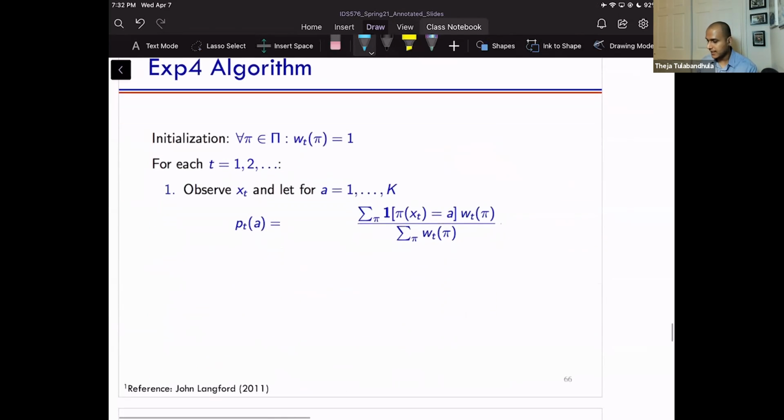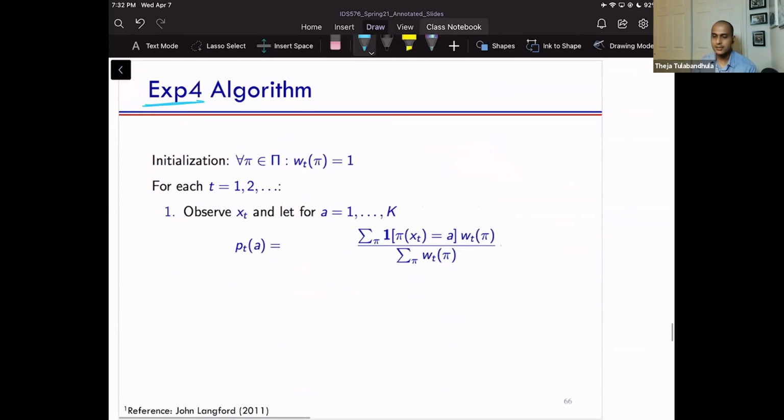In terms of algorithms, it's exactly the same. It's called EXP4 because there are extra actions and there are also policies. So what you do is maintain weights on policies. Pi is a policy, so for example, E1, E2, E3, and E4. Each one will have a weight, W.